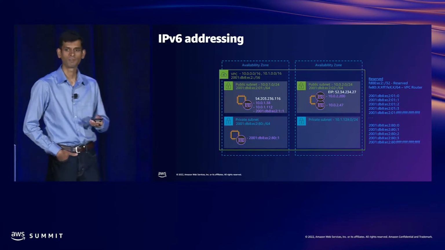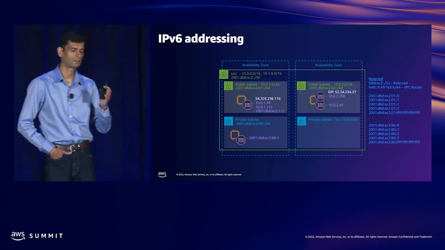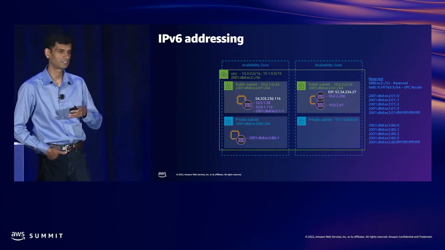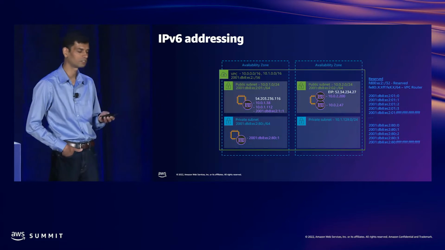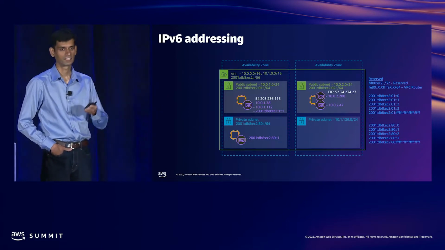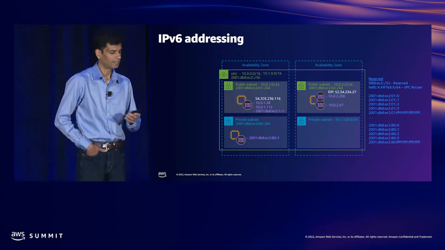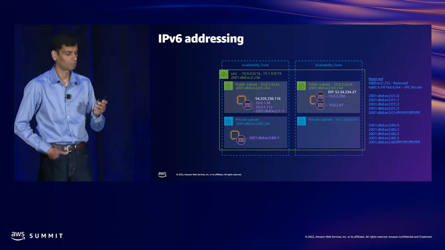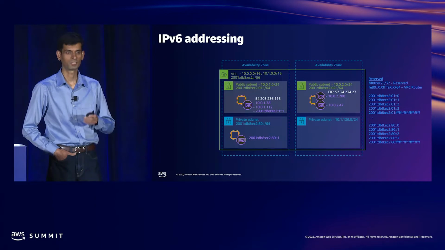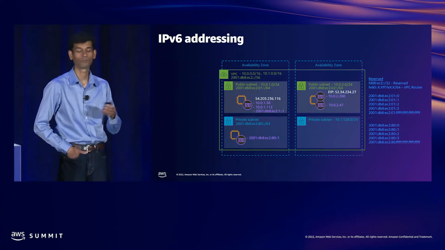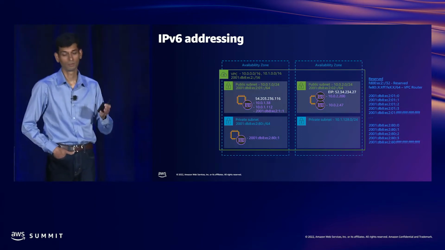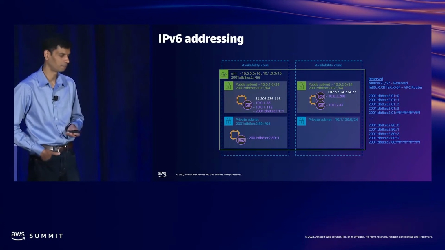And with IPv6, keep in mind that you cannot have secondary CIDR blocks associated. That is not supported. And elastic IPs for IPv6 are also not supported. And let's say if you are launching an EC2 instance within your subnet, but the IPv4 space is exhausted, then you won't be able to launch it, even though IPv6 address space is available.